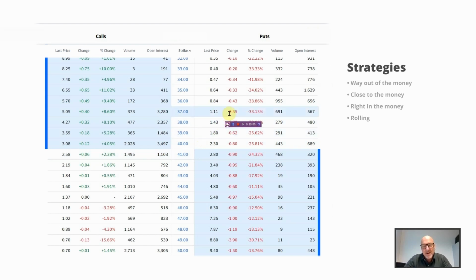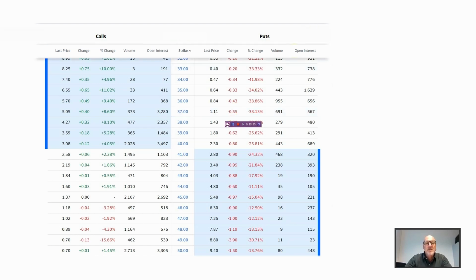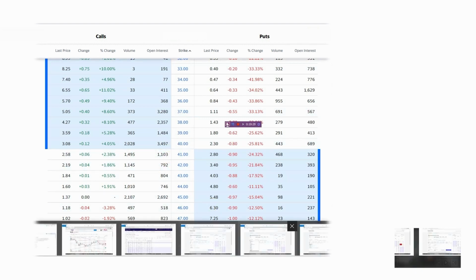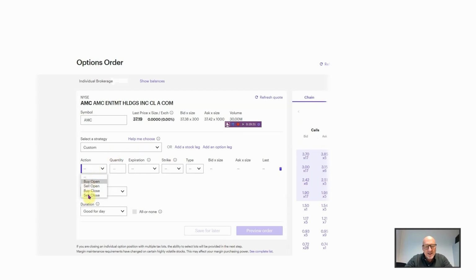So fundamentally, you have three strategies: way out of the money, right in the money, or very close to in the money. And what you do with those strategies and how you develop them requires some training and experience. But the basic concept of selling a put is very simple. You simply have to find the strike price you want. Make sure you know how to make those order entries, because this part is very critical.